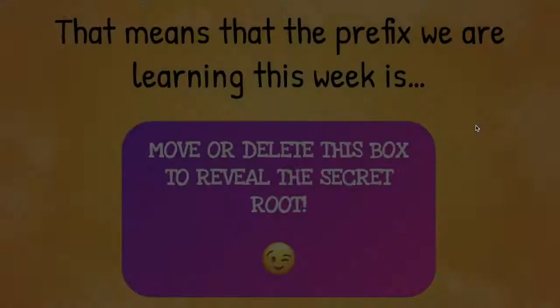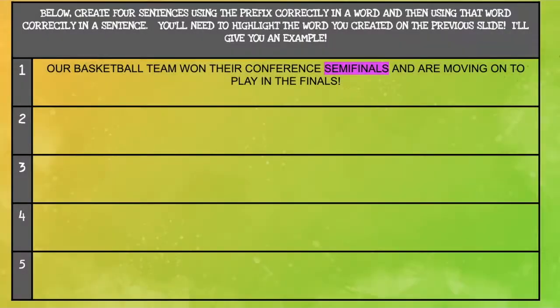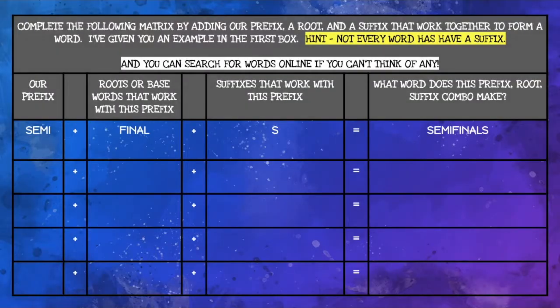So whatever word you use here, you're going to use in a sentence here. So you're going to do the last four of these together. Of course, every one of these will have semi in it because that's the prefix that we're working with this week. So you'll have semi, semi, semi, semi, and then you'll have a different root or base word here. You can go online and look bases or roots up. You can look up any word that has semi in it to add it here.